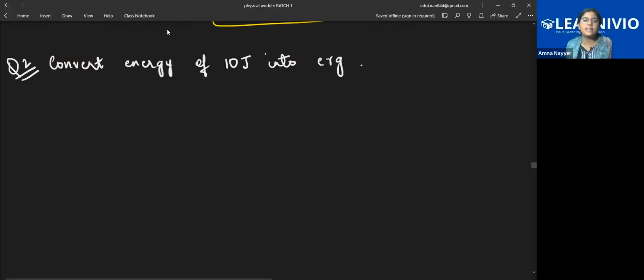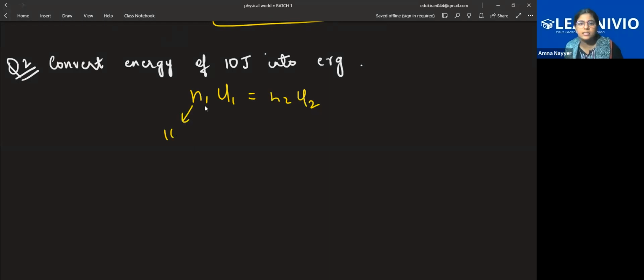See class, one more example: we have to convert 10 joules into erg. So how many erg? Like you have N1 U1 is equal to N2 U2. This is the formula. So what is N1? N1 is 10. U1 is given as joules. N2 we do not know, and U2 is given as erg. So again we'll put the formula.